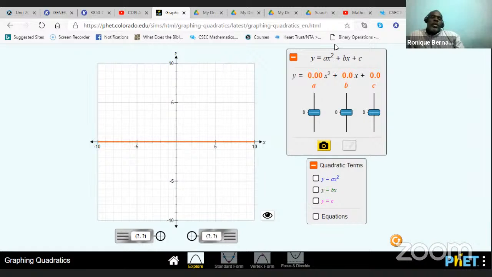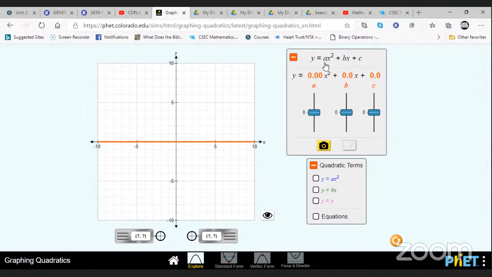So let us now explore. Let's see what happens when we increase. And please note where you see a and b. Those represent what we call coefficients.